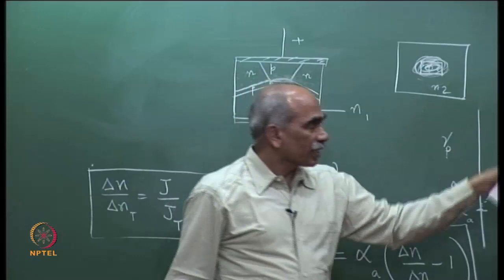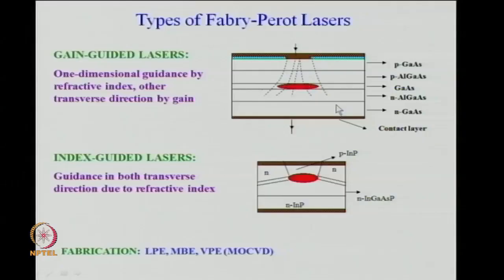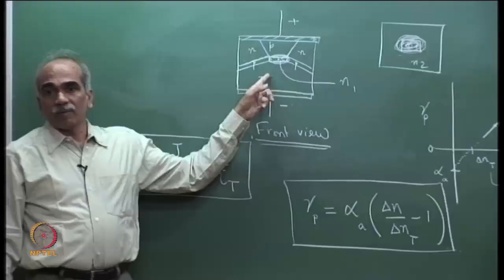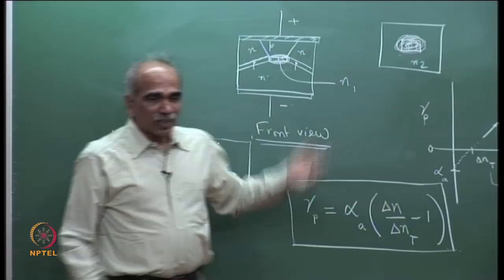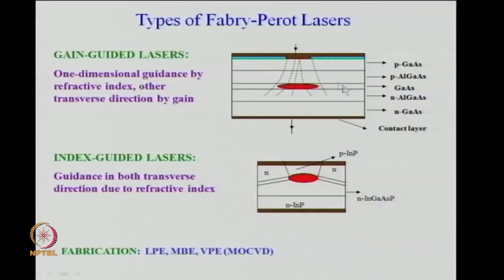In the previous case, there is no refractive index barrier. Light is confined to that strip because gain is available only under that. That's why it is gain guided. Here, it is index guided. Naturally, you can see that to make such a structure, the process steps involved are much larger. For the first structure, the gain-guided laser, it's very easy. They are all simply monolithically deposited epitaxial layers.